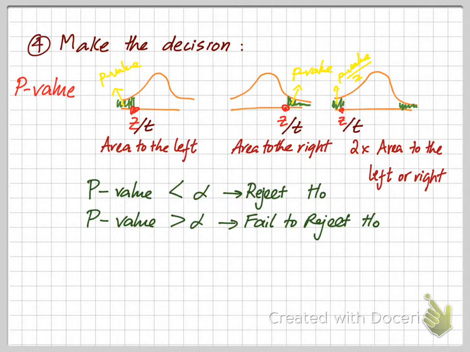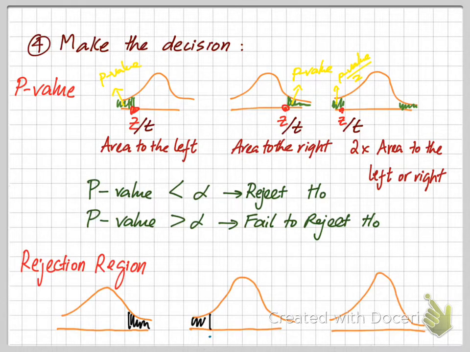And then the second method to help make decisions is using rejection regions. Rejection regions are the regions that are determined using alpha, the level of significance. For example, if you have a right-tailed test, then this area here under the black shaded area is the area representing alpha. If alpha is 0.05, then this area here contains 0.05 probability.